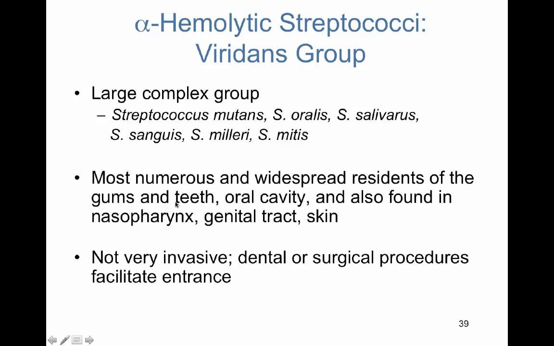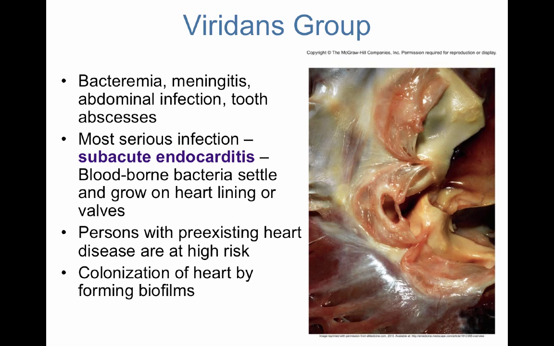A lot of these are found around the teeth, the gums, the oral cavity, also the throat, genital tract, and skin. And in the case of dental procedures, if there is a cut in the mouth, these bacteria can enter through that specific cut, spread to the bloodstream, and then attack the heart. So dental or surgical procedures can facilitate that entrance, and usually people are given prophylactics if they have pre-existing heart conditions.